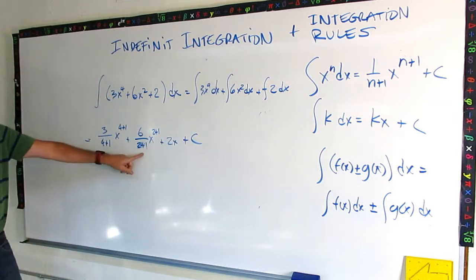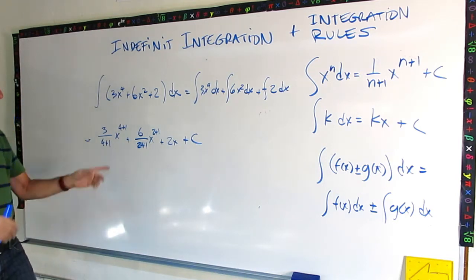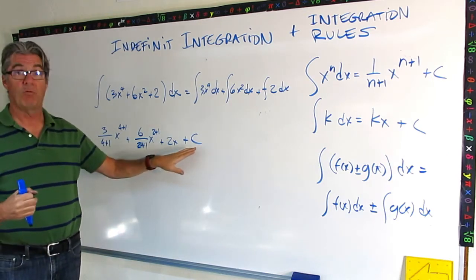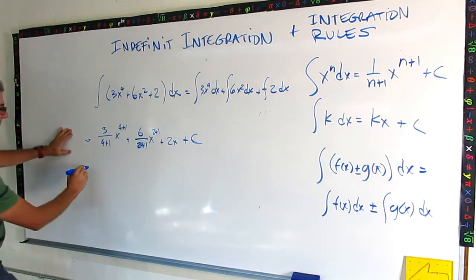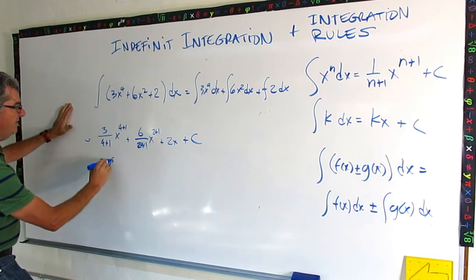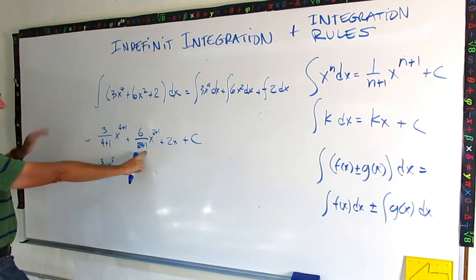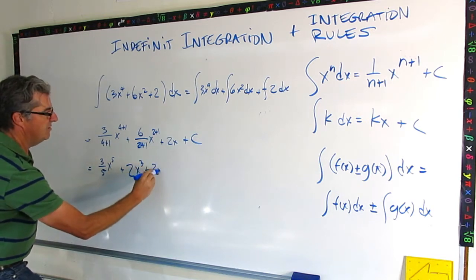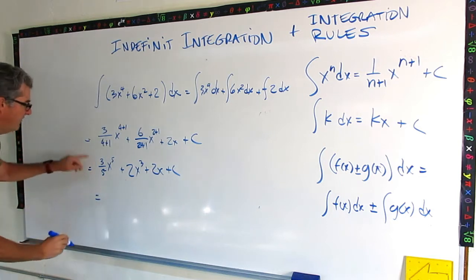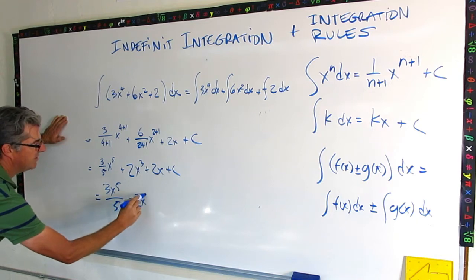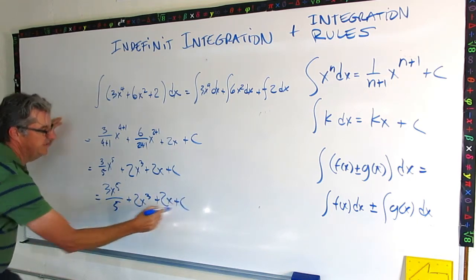Now, each of these two is going to have its own plus c if it were separate, but we can combine those c's because they are constants, so they could be added or subtracted together. So we just have to have one c out there. So let's finish this up. This is going to be 3/5 x to the 5th plus 6 over 3 is going to be 2x to the 3rd plus 2x plus c. And then let's just fix our fraction here and do 3x to the 5th over 5 plus 2x to the 3rd plus 2x plus c.